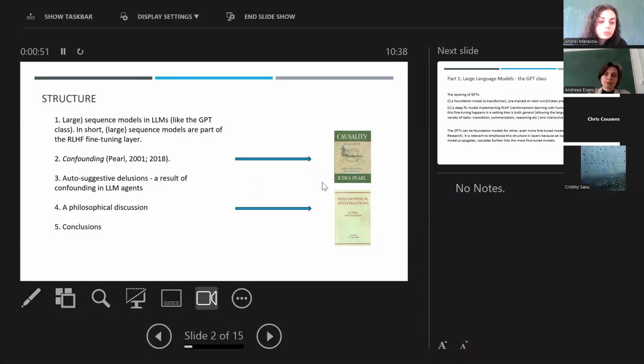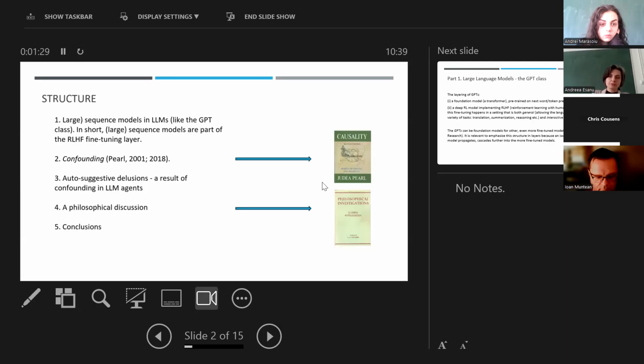And in short, I will say that large sequence models are part of the RLHF fine-tuning layer of the architecture, which means reinforcement learning with human feedback. And this RLHF is actually a core innovation behind some of the impressive results from the past several years in this field, like the fact that these models perform excellently in tasks involving translation, summarization, and most recently, even reasoning.